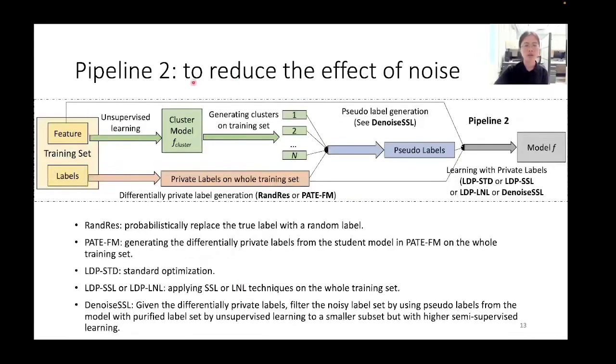Here is an overview of our pipeline 2. We will generate the private labels either by randomized response or prefix match. We will also do unsupervised learning to generate the clusters and then generate the pseudo label. After that, we will train the machine learning models under label differential privacy either by standard optimization, semi-supervised learning, learning with noisy label techniques, or our denoise SSL.